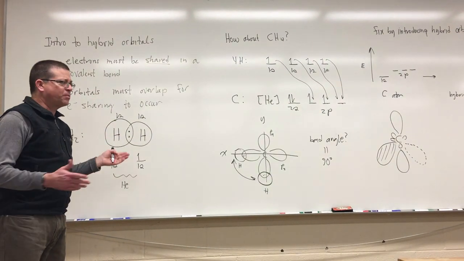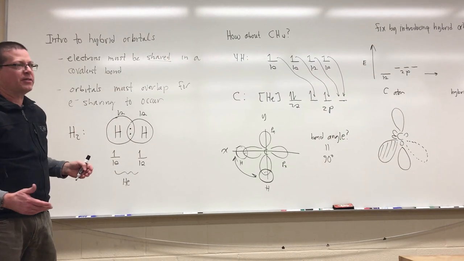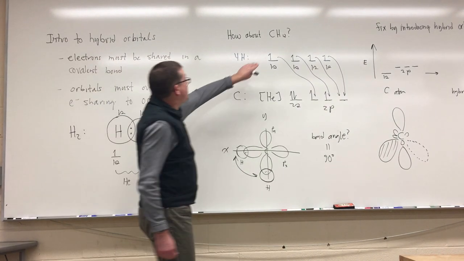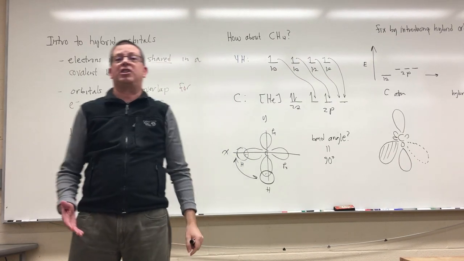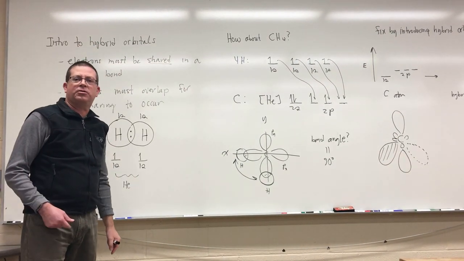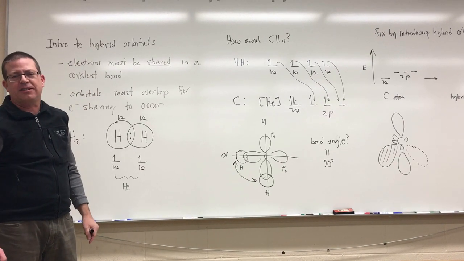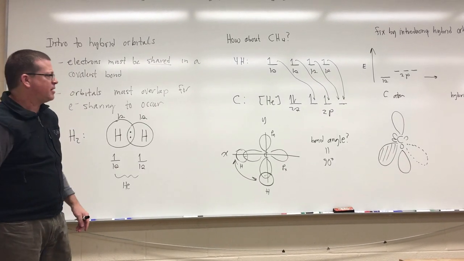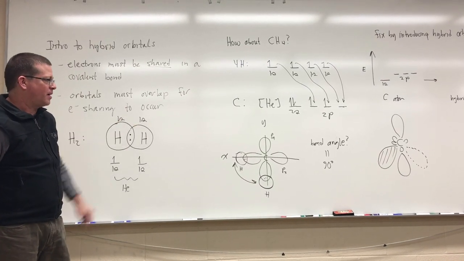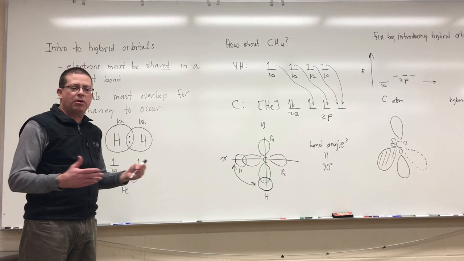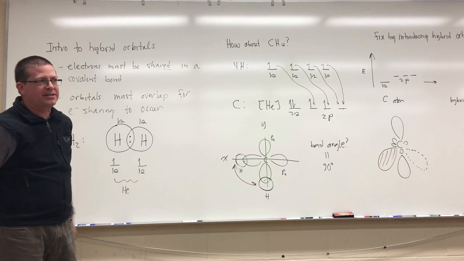Okay, so this is problematic, right? Because if I think about this, we know that based on VSEPR, CH4 ought to have a tetrahedral geometry, where we're talking about bond angles of roughly 109 degrees. That's what we should have. Okay, so this model really doesn't work for us. So we need to modify this model if we're going to talk about overlapping orbitals to form bonds.